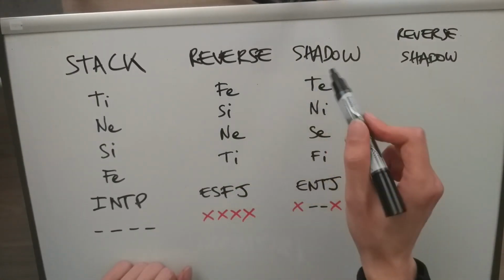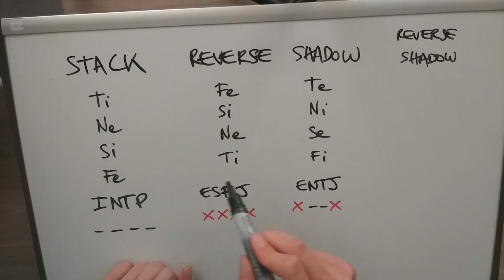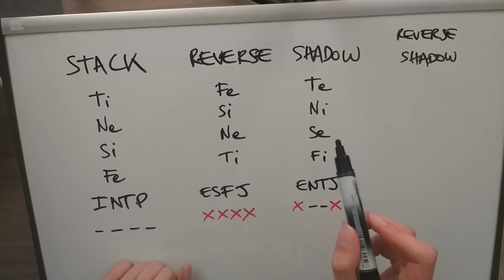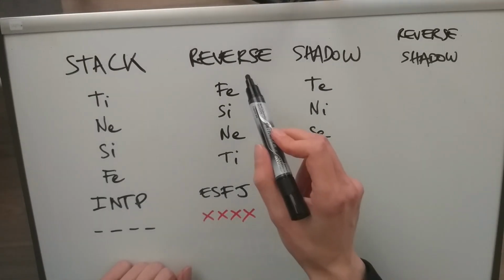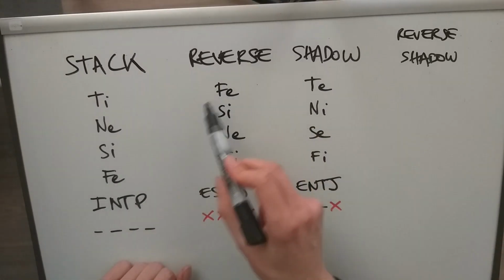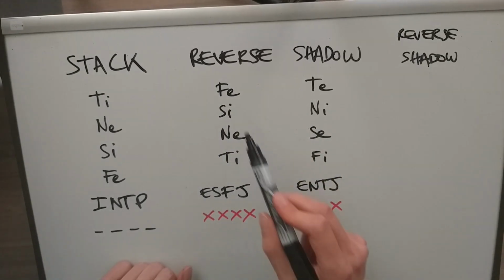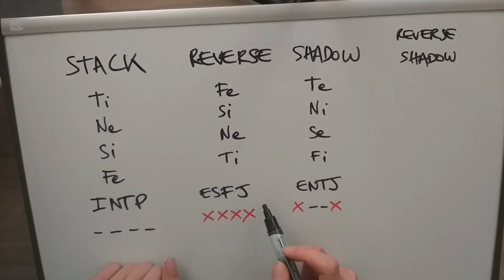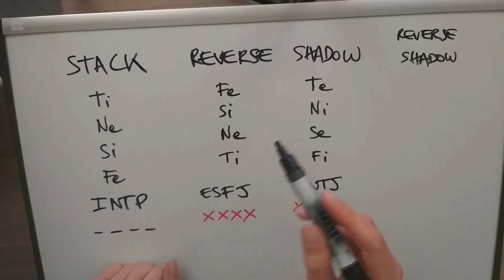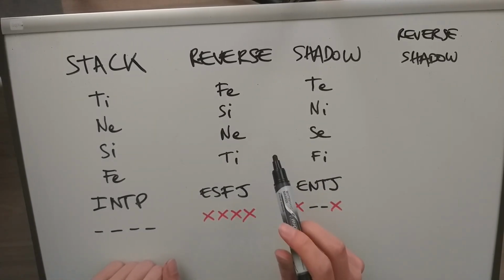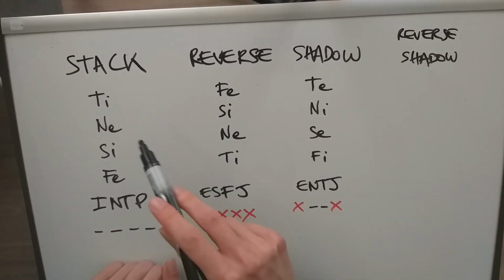But both of these types, reverse and shadow, are often said to be a golden pair, so a very good combination, because basically they're different yet similar. So in the case of the reverse type, it has all the same functions as you do, although in a different order, so in a certain way you're complementary, as you're good at what they're bad at, and the opposite is true. But you still share a lot of similarities.